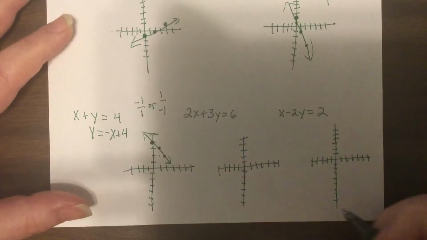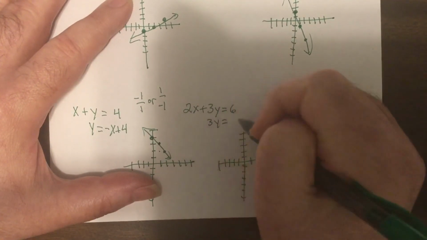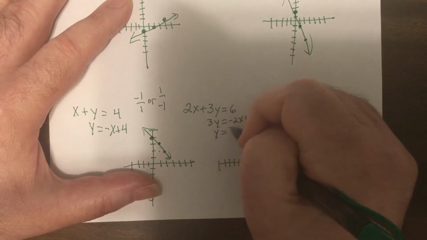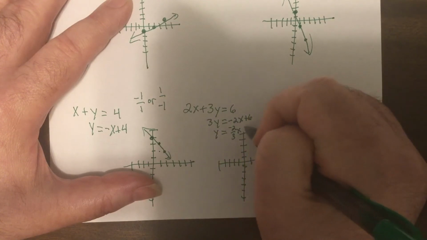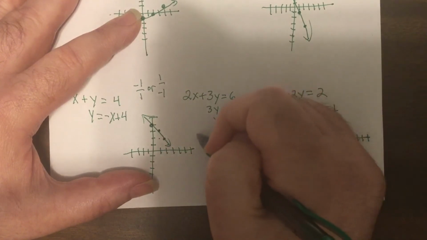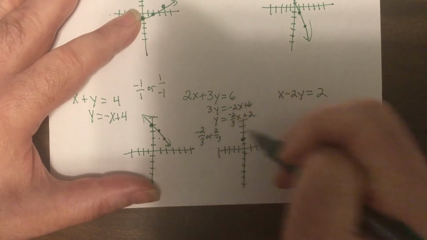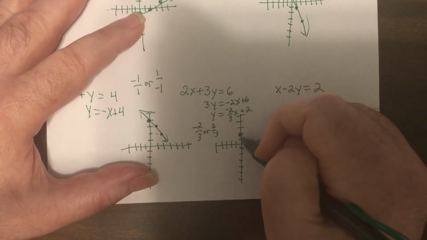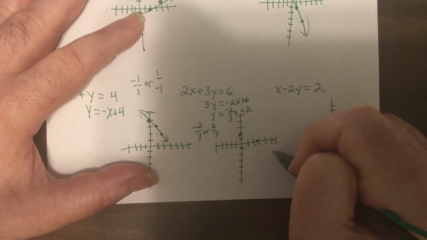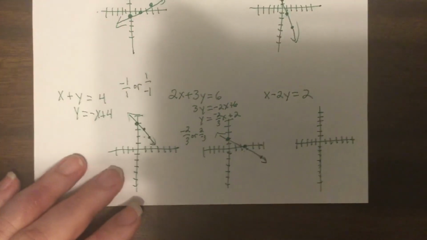So this one, solve it for y. I would subtract 2x, divide by 3. So my y-intercept is 2. My slope is negative 2 over 3 or 2 over negative 3, whatever makes you happy. I'm going to do negative 2 over 3. We'll do down 2, right 3, down 2, right 3. Wow, I actually hit all 3 points. I think that's a first.